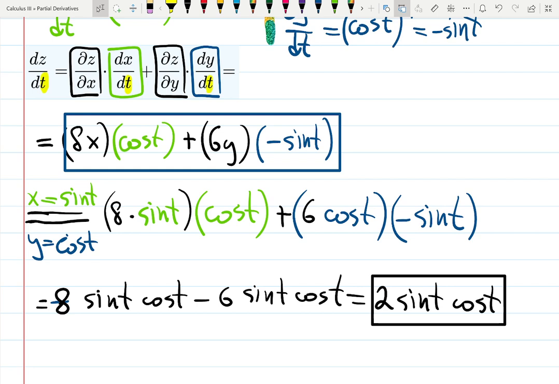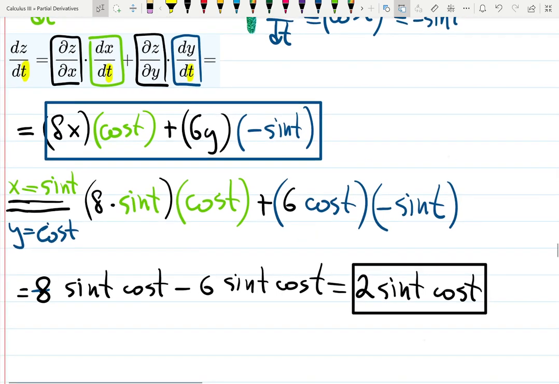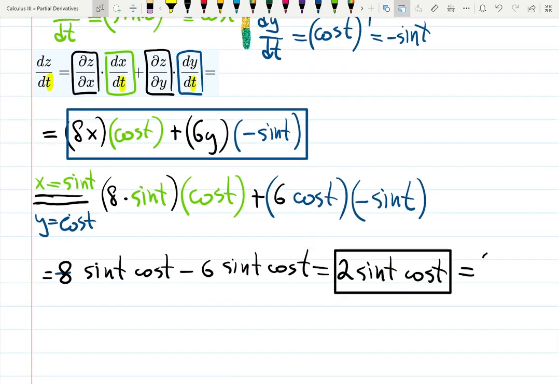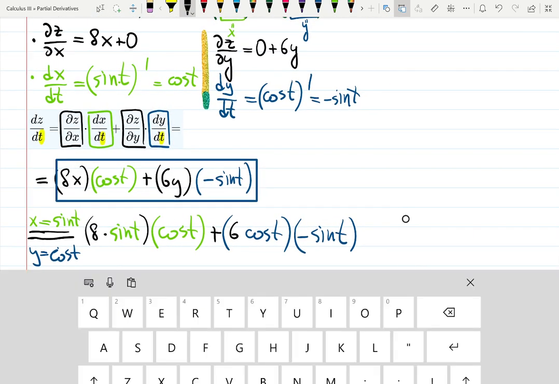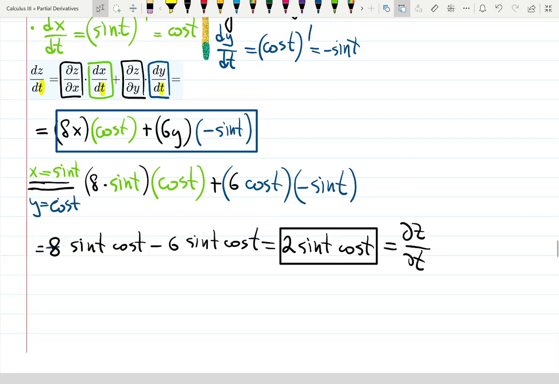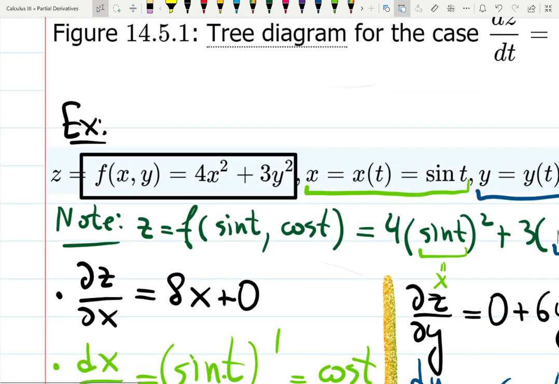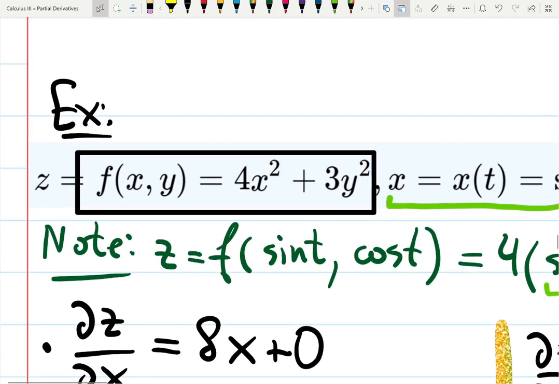Pretty cool? Yeah. What was the notation for this? The partial derivative of z with respect to t, just that. And then if you want to know what it means, you have to go back and find what z is. So I'm going back, looking at what z is. Oh, z is 4x squared plus 3y squared. But wait a second, they asked me to find the derivative with respect to t.